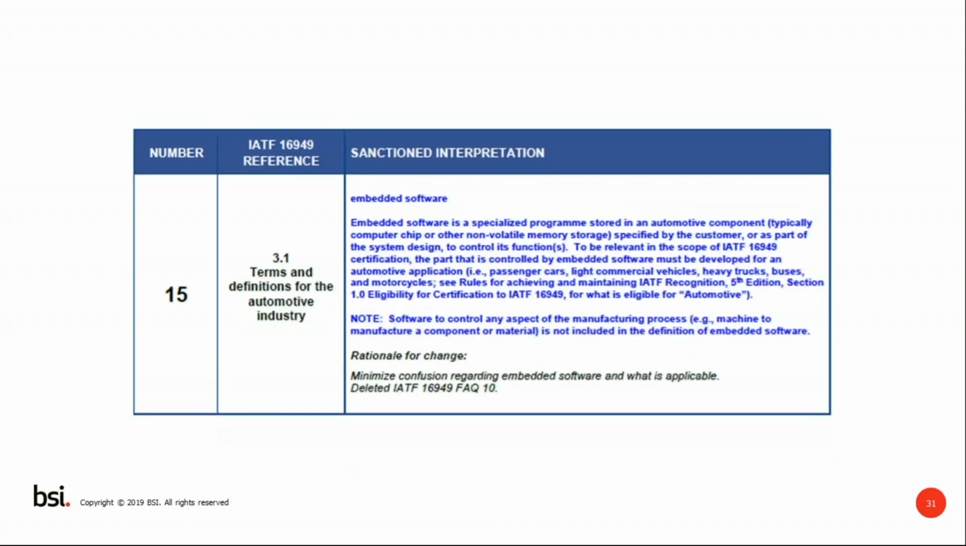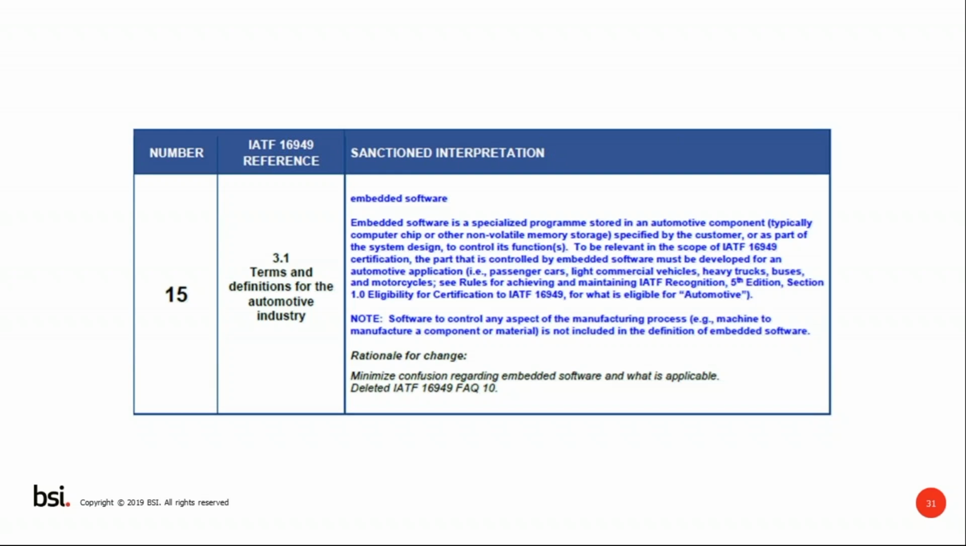And this talks about quality audits. And then there wasn't a definition of embedded software within IATF 16949, so there's now a definition. Lots of questions have been asked of IATF about what's considered to be embedded software. And the sanction interpretation gives the following definition. Embedded software is a specialized program stored in an automotive component, typically a computer chip or other non-volatile memory storage, specified by the customer or as part of the system design to control its functions.